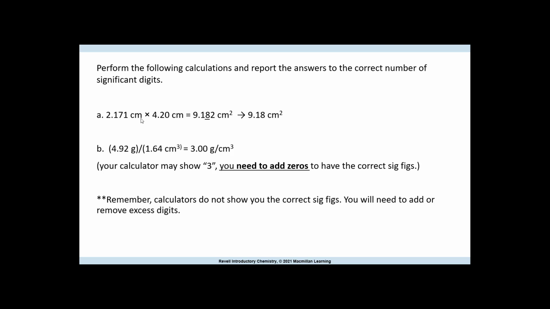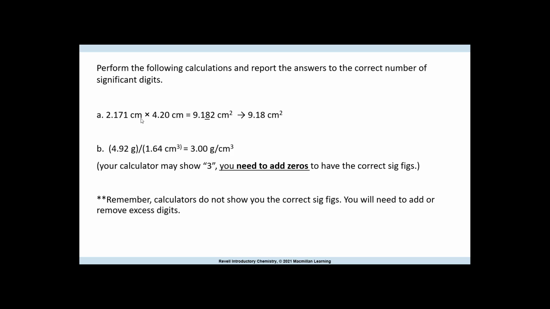B, this is a very important one. 4.92 grams is divided by 1.64 centimeters cubed. What's the big deal about it? Nothing really, because the units are grams over centimeters cubed. That's density. However, it's the numeric value. If you plug this problem into your calculator, most of you will only get 1 digit, and it'll just say 3. If you write down 3, your answer is wrong. Why? Because you didn't have the correct sig figs.